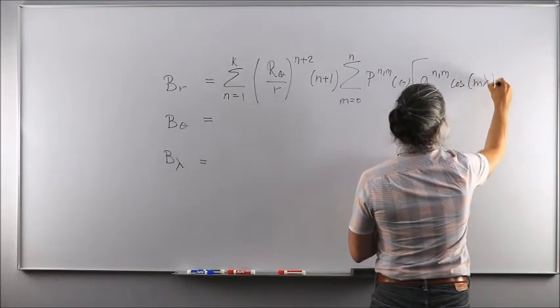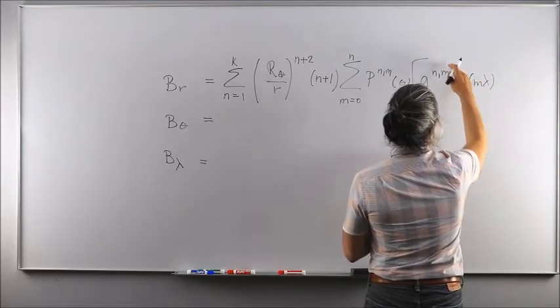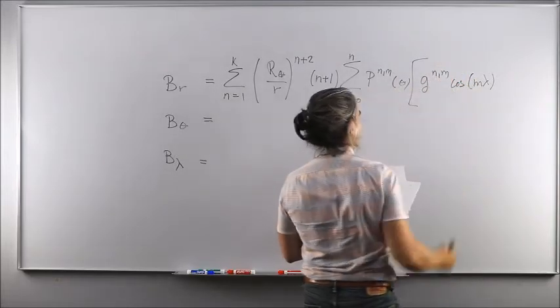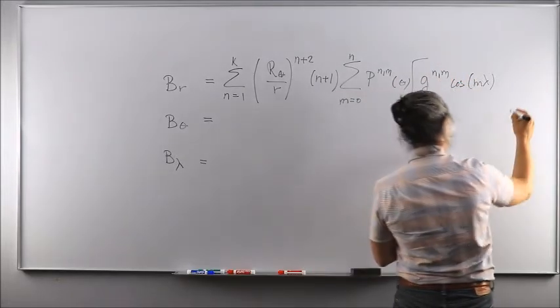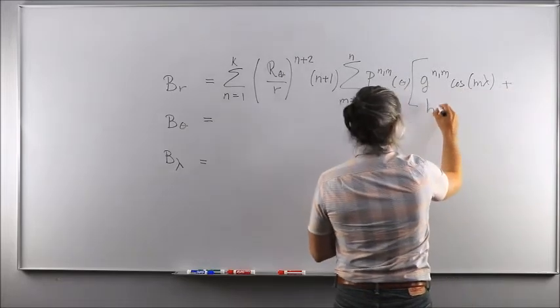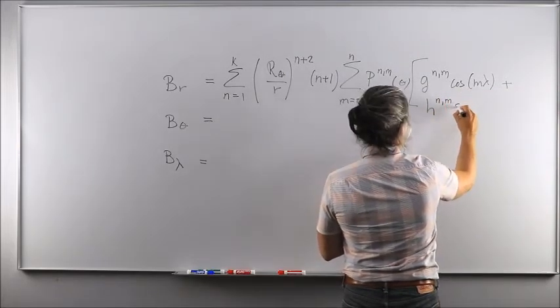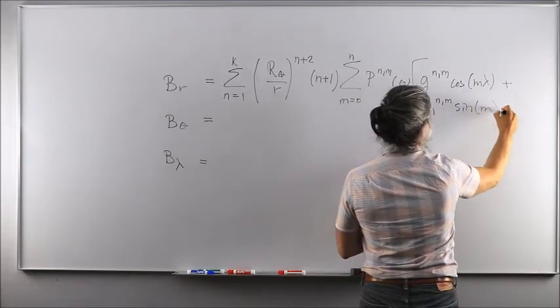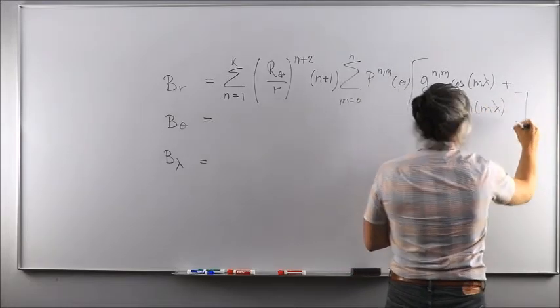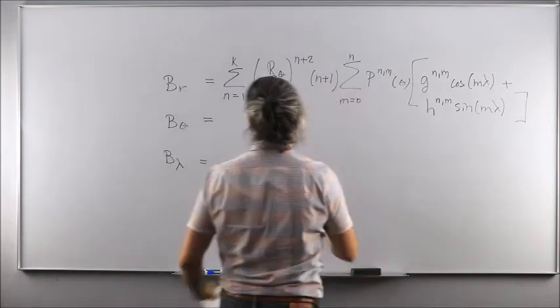All right, I see where you're going with that. You're going to need to convert from Gauss-normalized to Schmidt-normalized again. The answer is yes. Okay. h_n^m sine m latitude, like that. This is all for B_r.